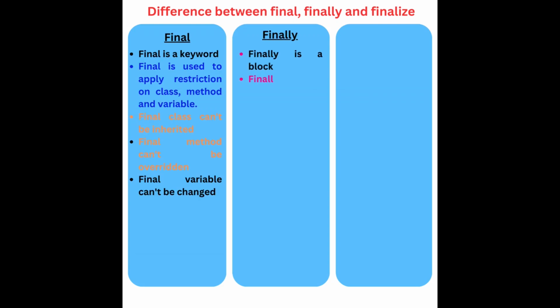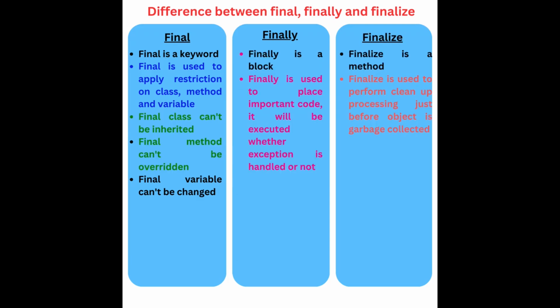Next one is finally. Finally is a block. The finally block is used to place important code. It will be executed whether an exception is handled or not. Whereas finalize is a method. Finalize is used to perform cleanup processing just before the object is garbage collected.